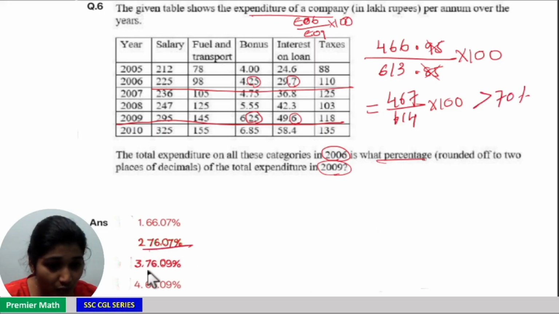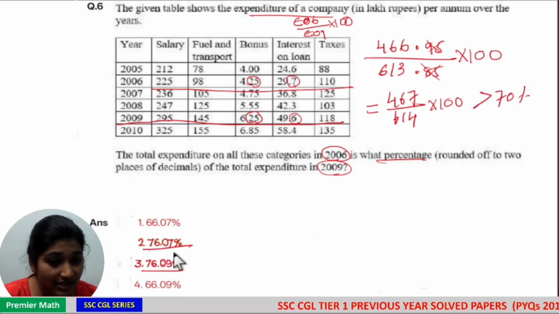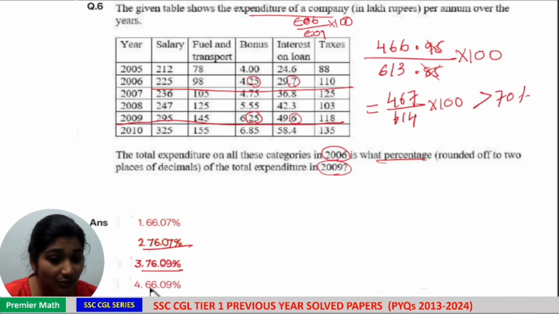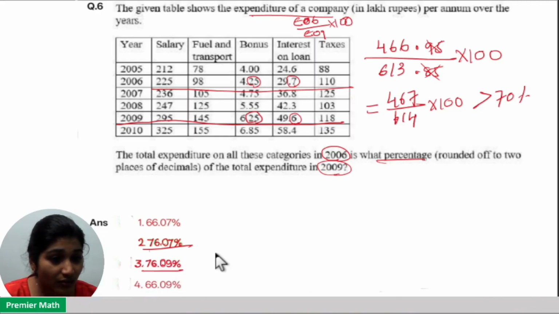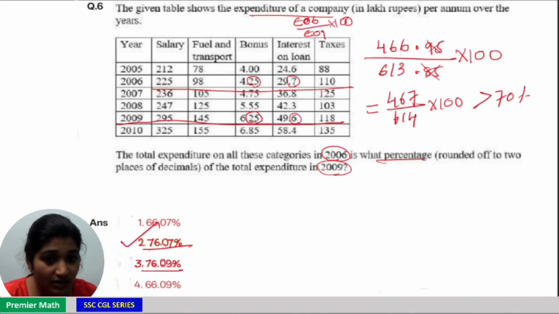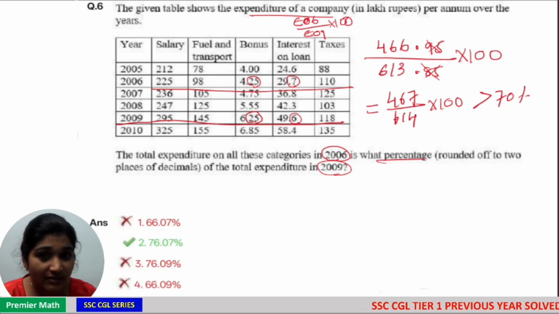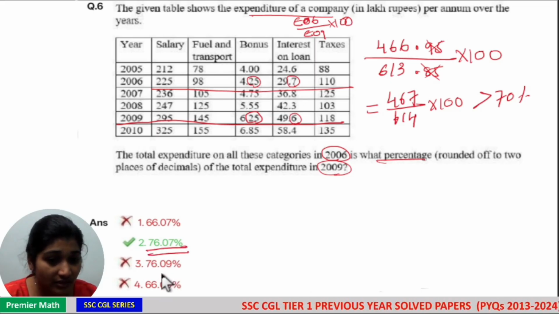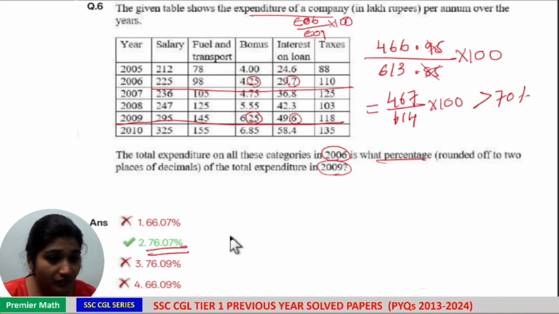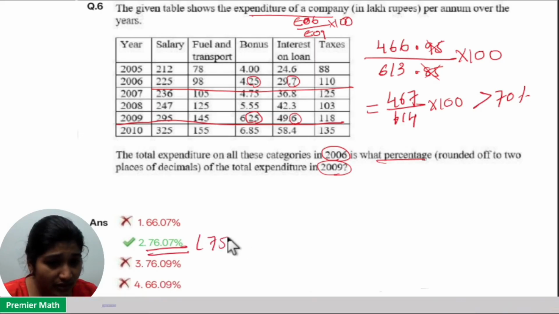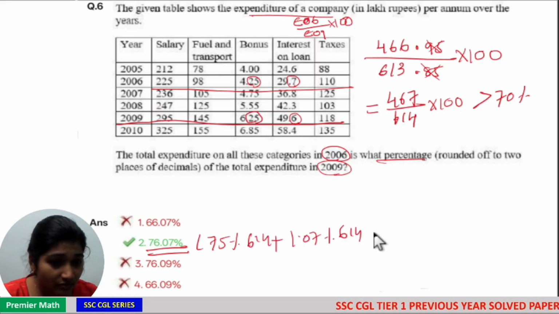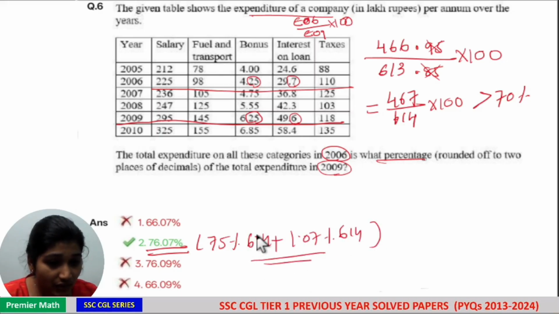If you look at, we have two options. So this is little time consuming, 76.07% and 76.09%. So if you find the answer, option 2 is your answer. Actually quite time consuming question because 0.07 and 0.09. Either way, you should calculate it 75% of 614 plus 1.07% of 614. Either you can calculate this way.